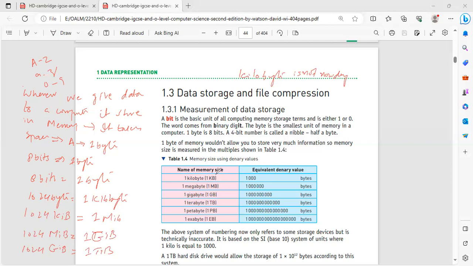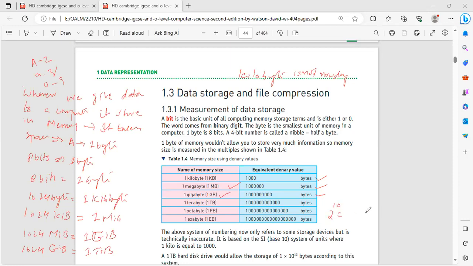Okay. Before that, 1 kilobyte equal to 1000 bytes, 1 megabyte equal to 10,000 bytes, or 1 gigabyte equal to 10,000,000 bytes. This term was being used in history.